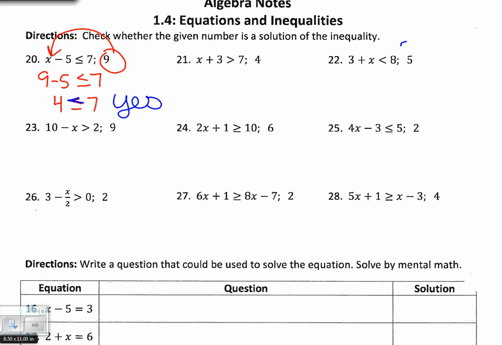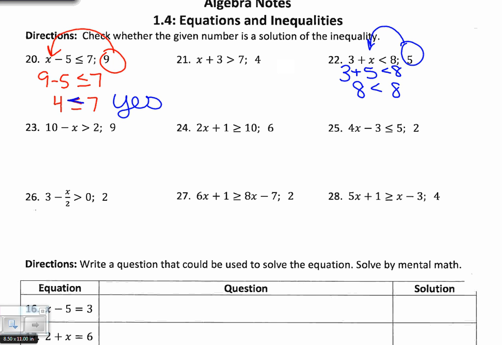Okay, let's try number 22. And here we got number 5 that I want you to plug in for x. So again, where the x is, I'm going to take it out, and I'm going to put in 5. So here I have 3 plus 5 is less than 8. I do my addition. 3 plus 5 is 8. So this says 8 is less than 8.